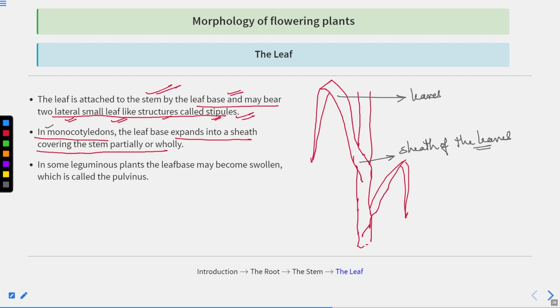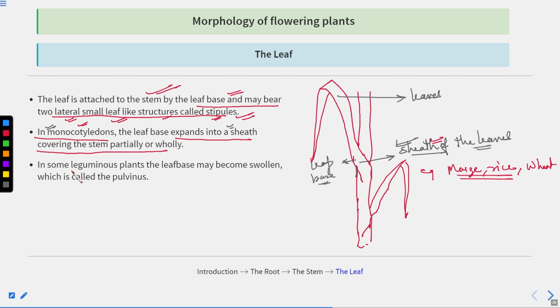So that is why it is written that in monocots the leaf base expands. This is the leaf base, which expands into a sheath covering the stem partially or wholly. So this part is covering this whole stem-like structure. The leaf base forms the sheath on the stem, and we can see this in monocot plants. Examples of monocots are maize, rice, and wheat. These are some of the examples where you can see this sheath-like structure. The leaf base is converted into a sheath-like structure that covers the stem.